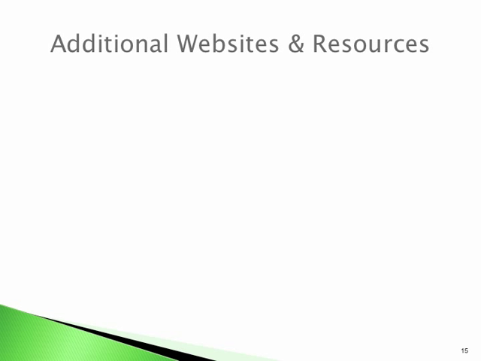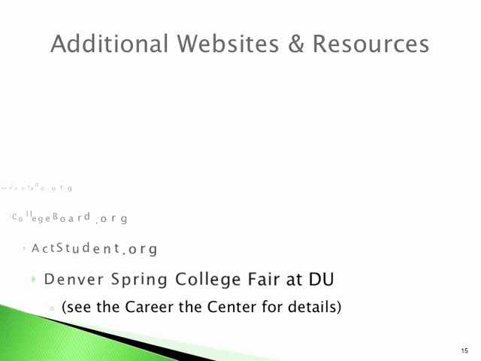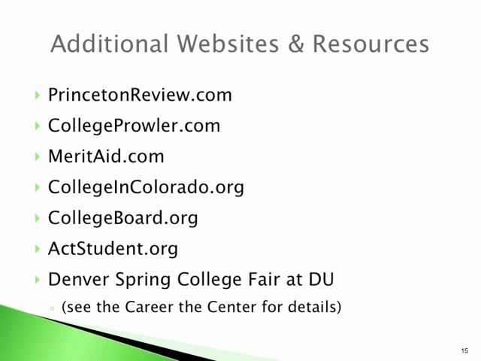There are also lots of additional websites and other resources that can help you to create your list of schools and to create a list of colleges that you may be interested in. There's Princeton Review's website, College Prowler, Merit Aid, College in Colorado, College Board, ACT Student or ACT's website, and also the Denver Spring College Fair that's over at the University of Denver. If you are interested in the Denver Spring College Fair, please see the College and Career Center for more details about that.